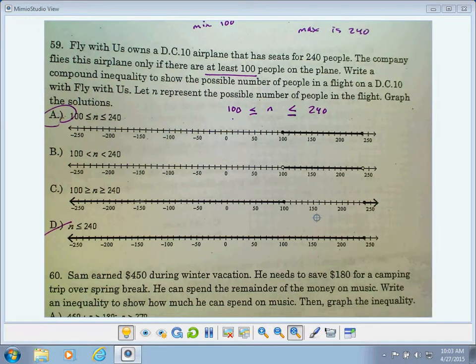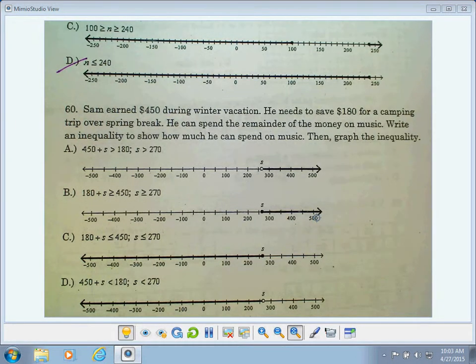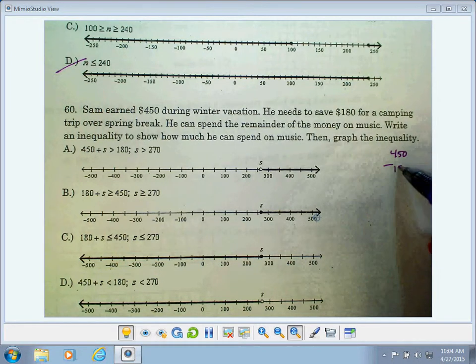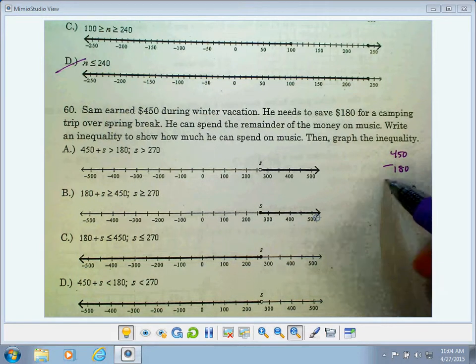Alright, for number 60, it says Sam earned $450 during his winter vacation, and he needs to save $180 for a camping trip over spring break. He can spend the remainder of the money on music. Write an inequality to show how much he can spend on music and then graph the inequality. So essentially he has $450, but he's going to save $180 for camping. So the remainder of the money, we're taking the $450 and losing the $180 for camping. So really we know that number is $270 for music.